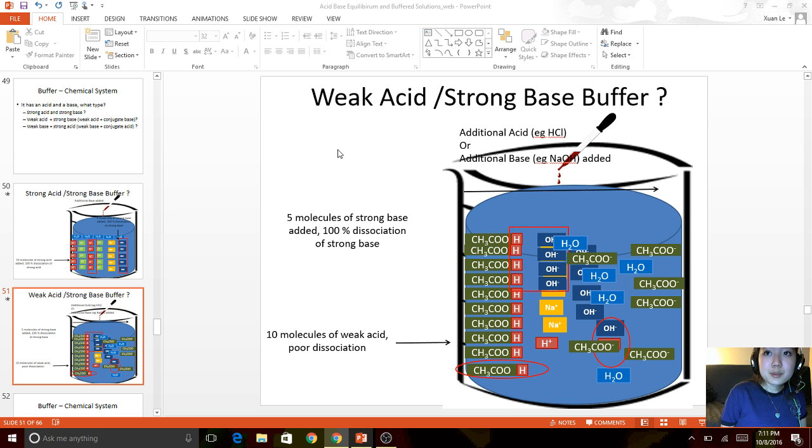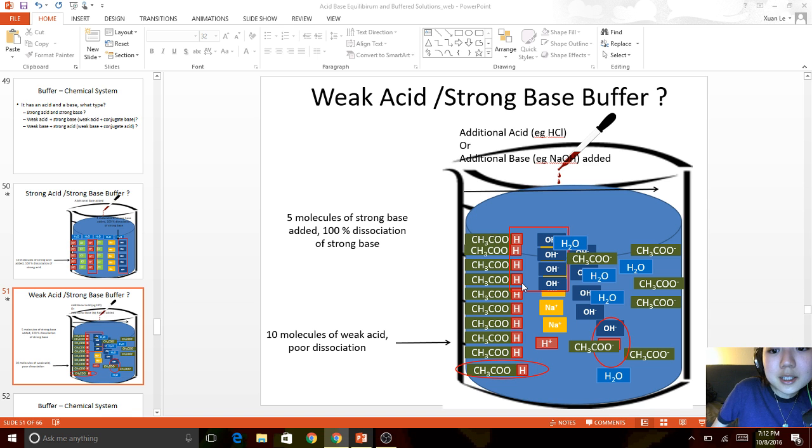So the reason why weak acids and strong bases make good buffers is because if we had a weak acid like acetic acid, and then we had a strong base like sodium hydroxide, the acetic acid would partially dissociate, while the sodium hydroxide will completely dissociate. The free hydroxide ions are going to combine with the free hydrogen ions that dissociated, as well as the acetic acid, and that's going to make water and acetate.